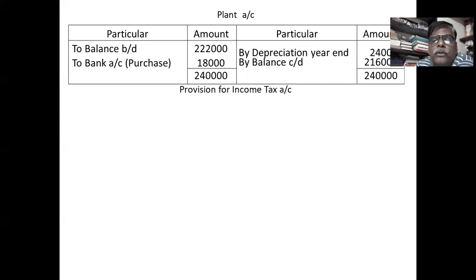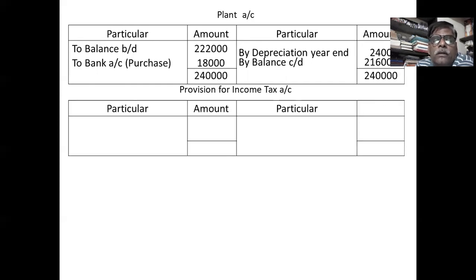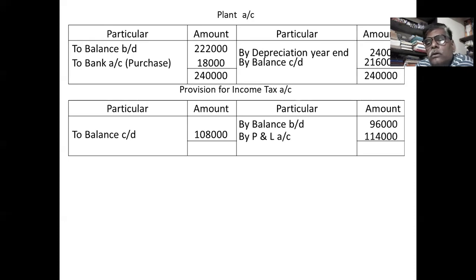Now you prepare the provision for tax account. First you take the by balance brought down 96,000. Opening balance is 96,000. To balance carried down, closing balance 1,08,000. Then in the adjustment they have given provision for income tax during the year. So you write that as by P&L account 1,14,000. Okay. Now you take the total.